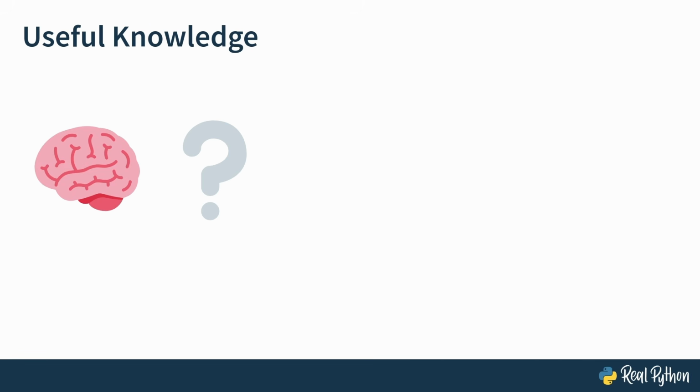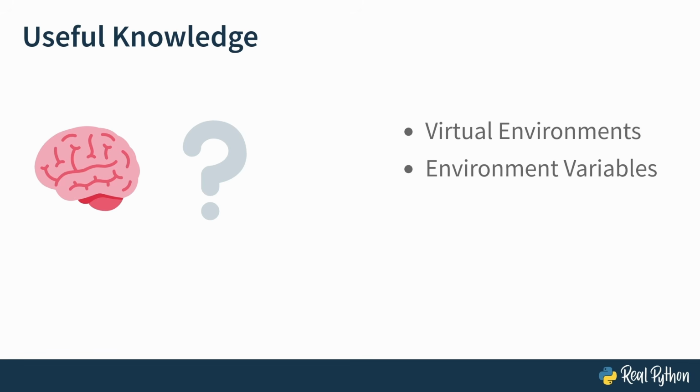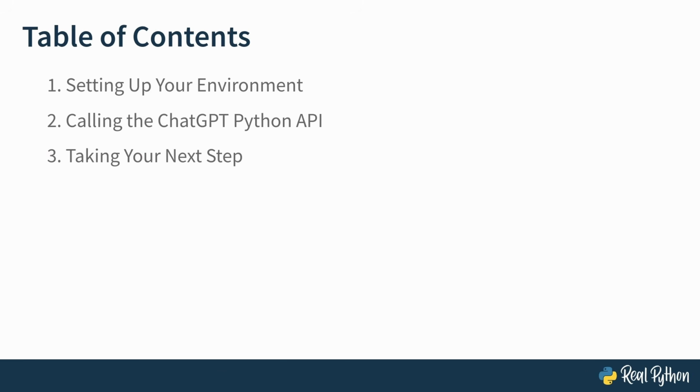Now, is there any useful knowledge you should have before you take this course? Well, it would be useful if you know what virtual environments are, also if you know what environment variables are, and the same thing applies to classes, attributes, and inheritance. The structure of the course is, firstly, you will be setting up your environment. Then you will do the exciting stuff and you will be calling the ChatGPT Python API. And then finally, you'll have a look at what could be your next step.